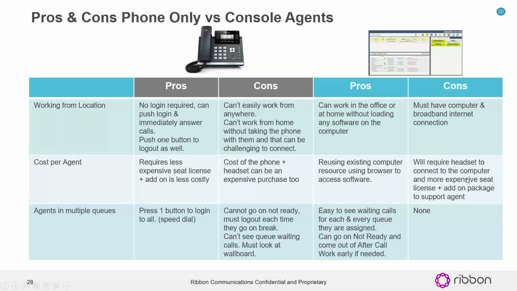And it does have a more expensive KBS seat because it needs to have the WebRTC and presence capability that we talked about previously. You can be in multiple queues across all of these, but you can't do things like go on not ready. And if you need to go on a break or see how long calls are waiting in queue, you're going to have to look up at a wallboard in the corner versus on your computer. And the benefit of the soft client here is that you can see all of that, and you can even come out of the average or after call work if needed.